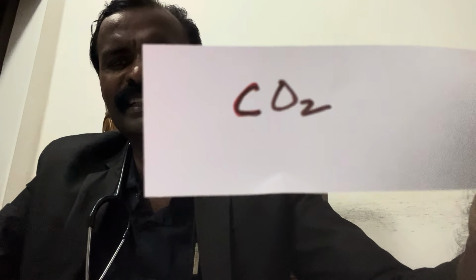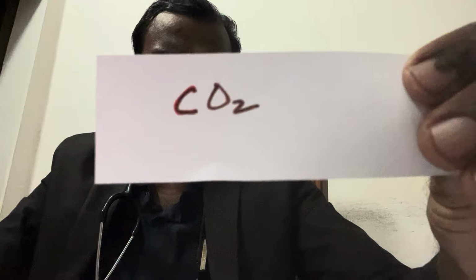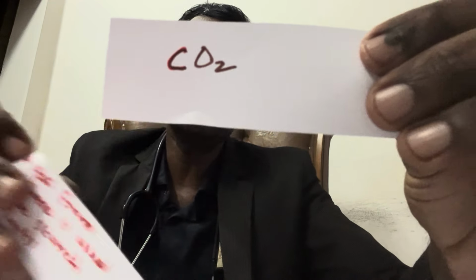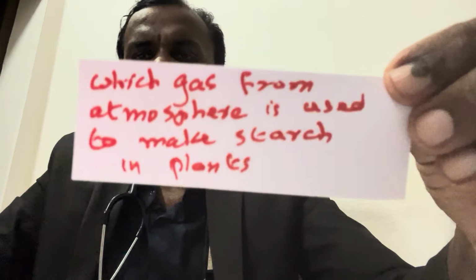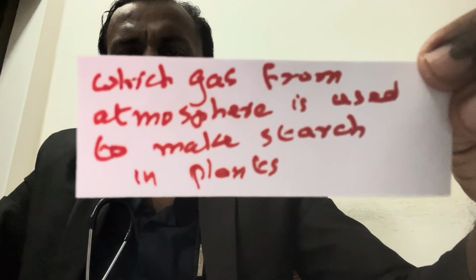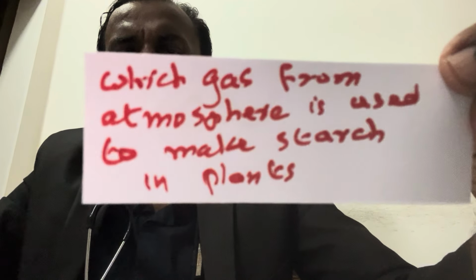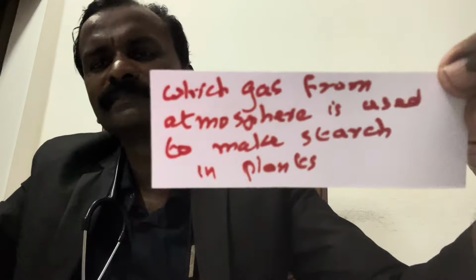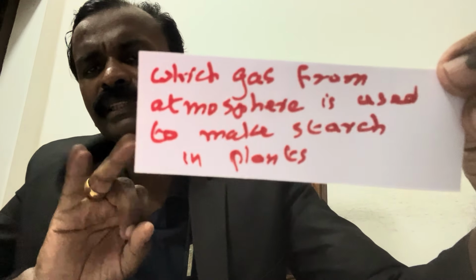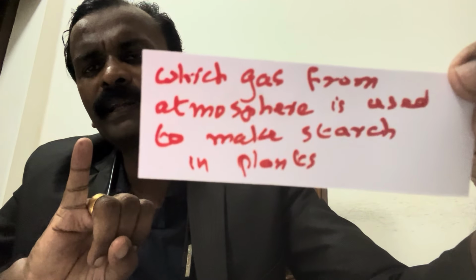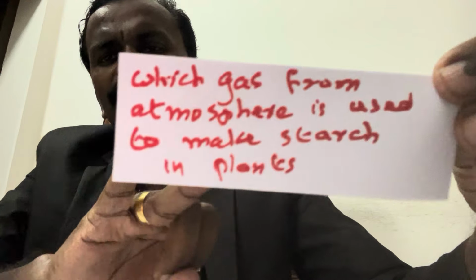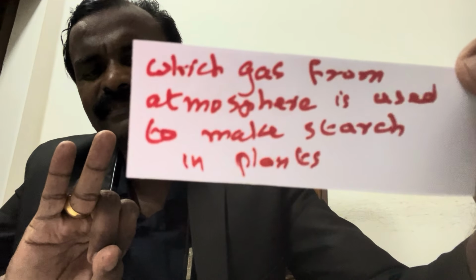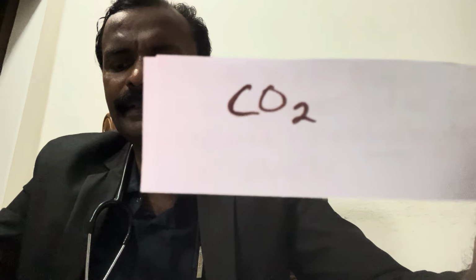Again, next for carbon dioxide. Which gas in the atmosphere is used to prepare starch in plants? So that is 2 questions. Carbon dioxide: first is glucose, now starch. Again, one more question for carbohydrate.